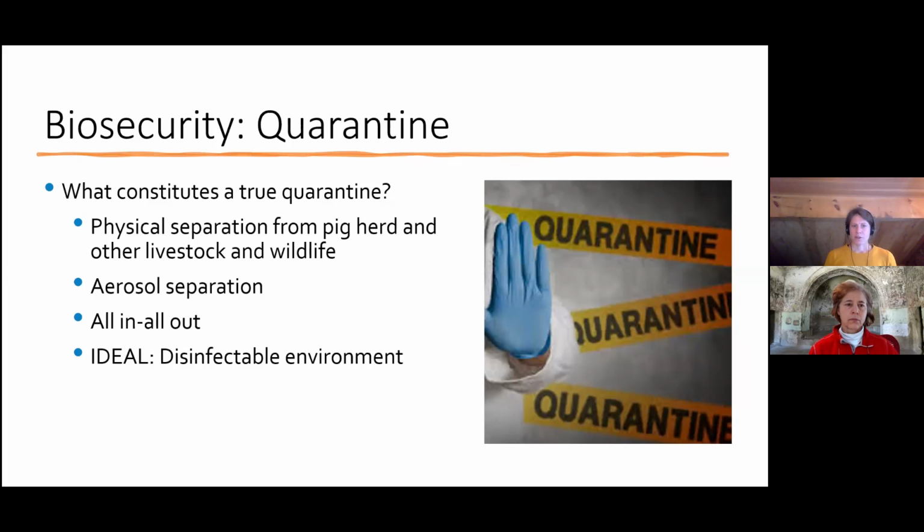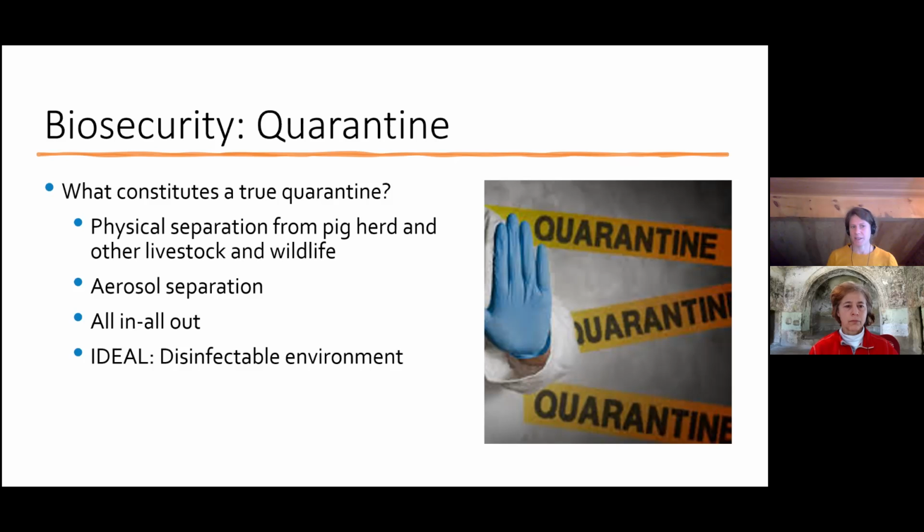So what constitutes a true quarantine? If you're going to go through all of this effort, it's important to pay attention to the details and make sure you do it correctly. So during a quarantine period, you need to make sure that you can achieve physical separation from the rest of the pig herd and also from other livestock on your farm and from wildlife. In part one, we talked about vector species.